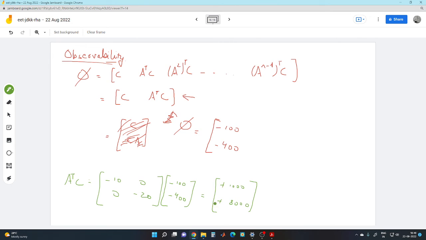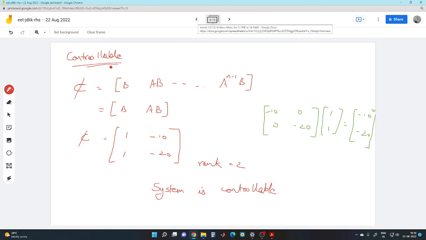And this minus gets cancelled because both are negative. So this can be written as 1000 and 8000. So in this case as well, there are no two rows or columns which are linearly dependent. They are linearly independent, and that is why the rank here is 2, which is equal to n of the system. So this system is completely observable as well. So we have checked for observability and controllability.